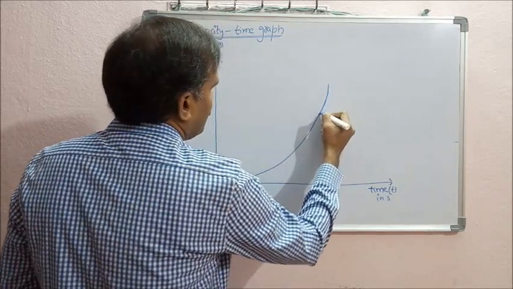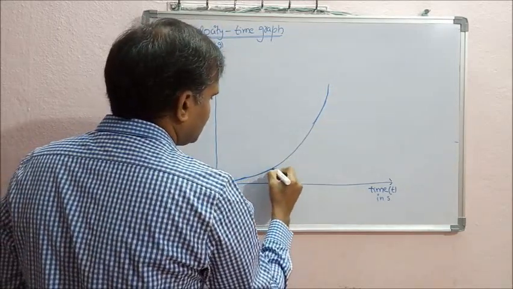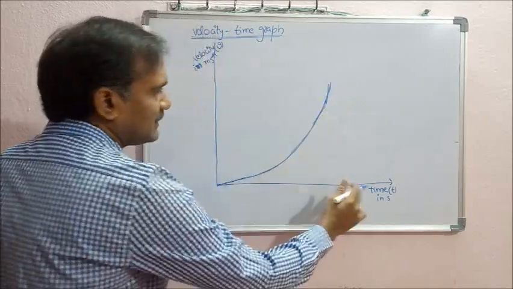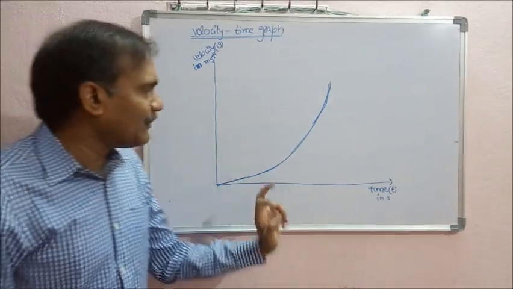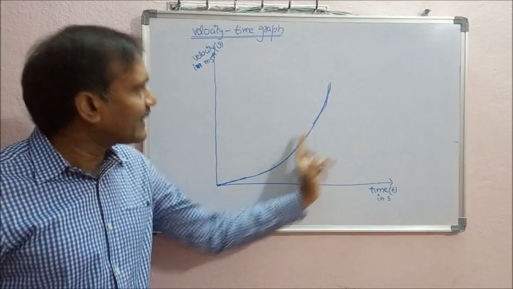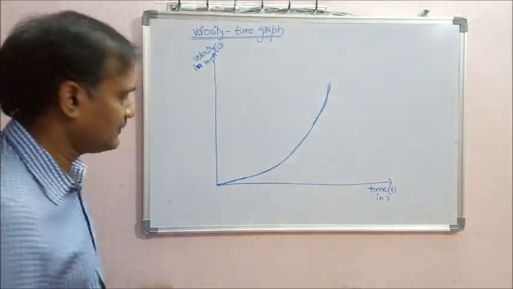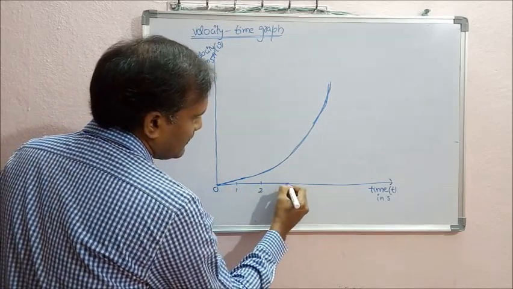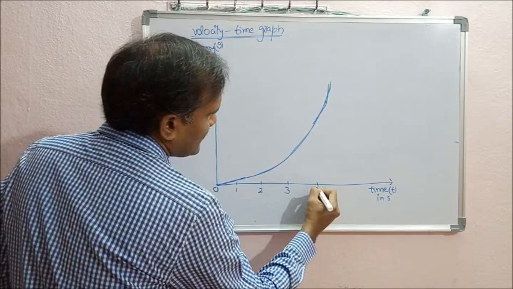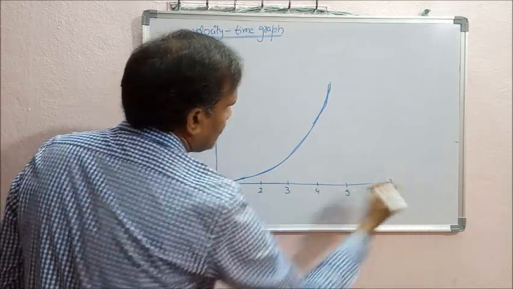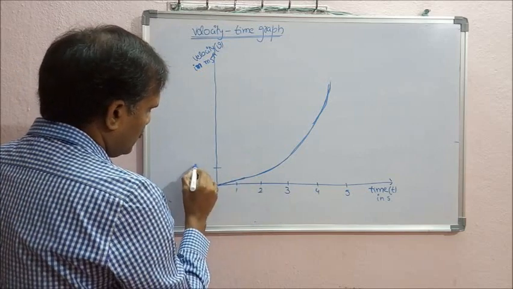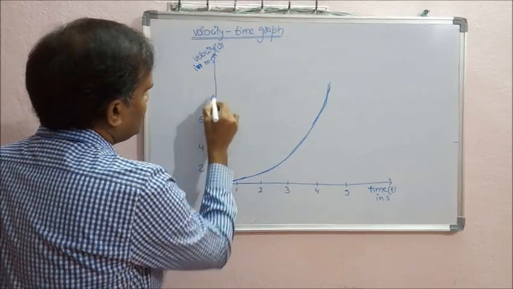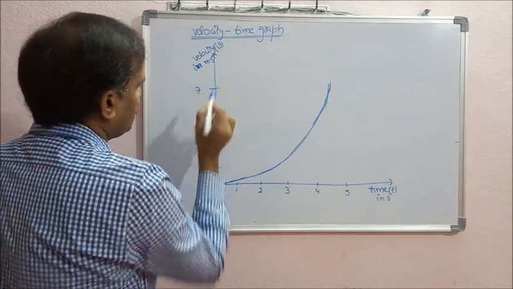This is the graph. A particle is moving along a straight line. Its velocity changes with respect to time. By using those values, when we plot the graph, it gives a curve in this manner. 0, 1 second, 2 seconds, 3 seconds, 4 seconds, 5 seconds, and so on. Now here, 2 meter per second, 4 meter per second, 6 meter per second, 7 meter per second, 8 meter per second, and so on.